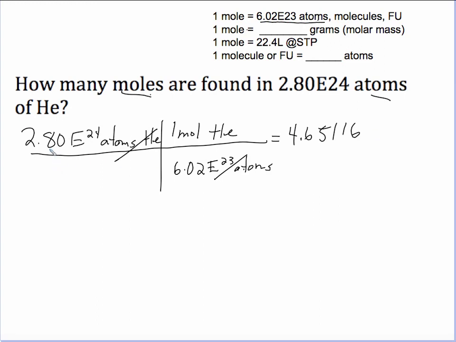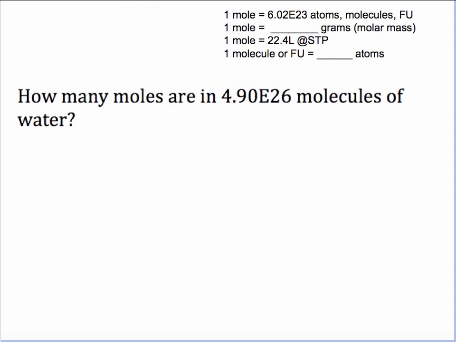Okay, something like that. But this right here has 1, 2, 3 significant digits, so we're going to round our answer to 3 digits. So we're going to have the 4.6. Before we write the 5, we're going to see, does the 5 round up or stay the same? It stays the same. So it's going to be 4.65 moles of helium. All right, that's a problem going from atoms to moles.